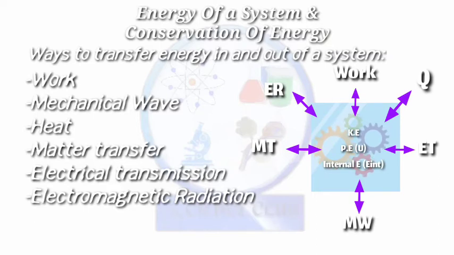Matter transfer. Matter physically crosses the boundary of a system, carrying energy with it. Electrical transmission involves energy transfer into or out of a system by means of electric current. Electromagnetic radiation refers to electromagnetic waves such as visible light and microwaves crossing the boundary of a system. For example, from the sun to the earth by light.